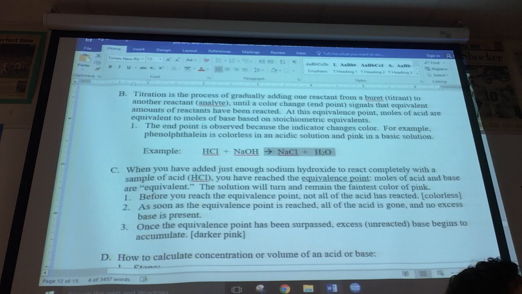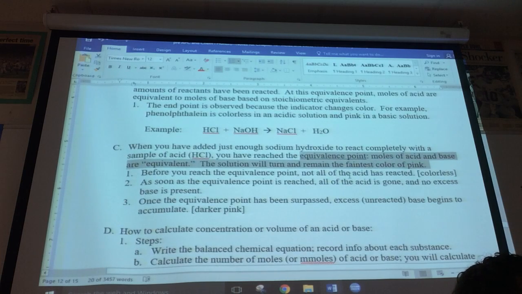When you have just enough base to neutralize the acid, you're at the equivalence point, and the moles of acid and base are equivalent. You'll see the end point, you'll see that color change. Before the equivalence point, you didn't get all the acid to react with the base that was added, so you've got a colorless solution. At the equivalence point, you get that faint pink, and if you kept dumping base in there, it would get darker and darker pink.